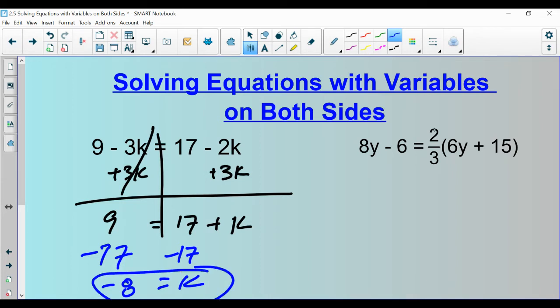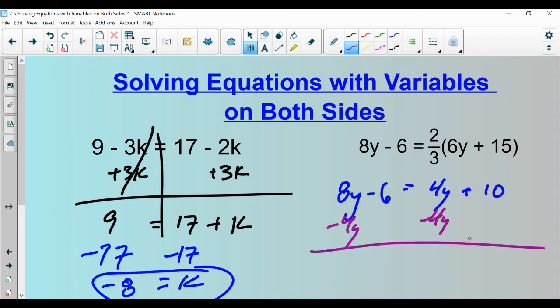Next example, I can distribute this 2/3 in. 2/3 times 6 would be 4y, plus, and 2/3 times 15 would be 10. Now notice I've got the variable on both sides. I need to move them to the same side. I'm going to move this 4y to this side. I move that 4y, it's a positive 4y now. I would move it by subtracting 4y. So 4y minus 6 is equal to 10.